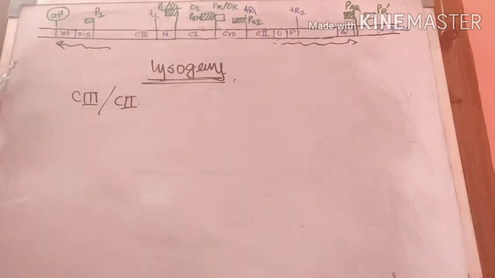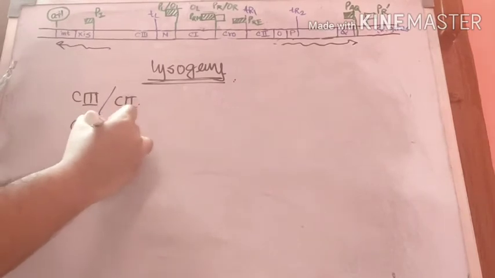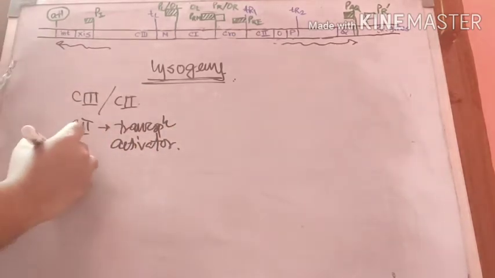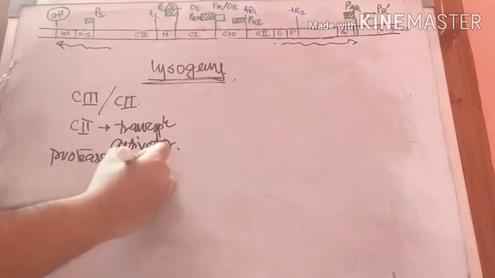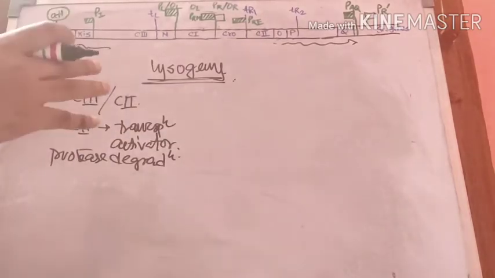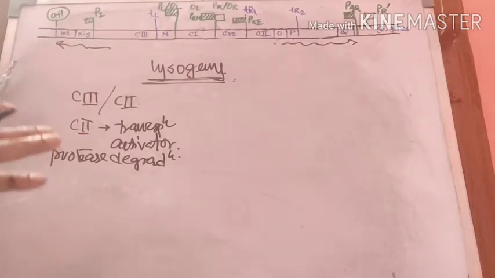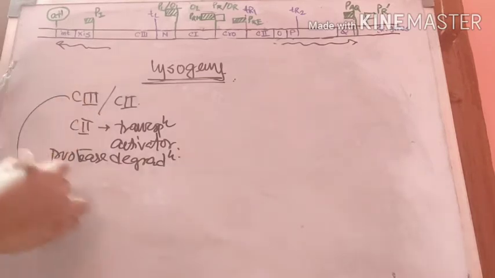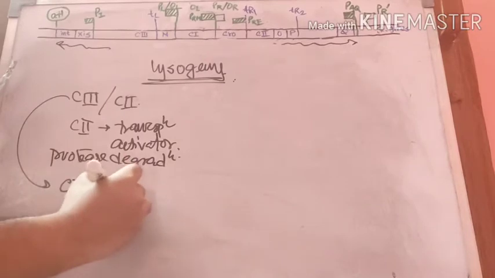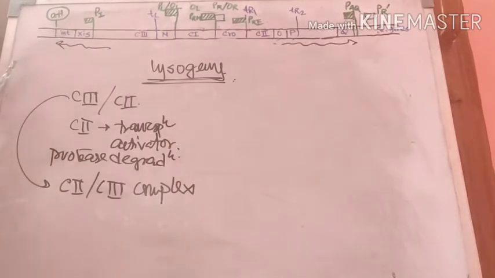Okay, now remember that C2 is the main protein here. C2 is the main transcription activator, but it is prone to protease degradation. Say the virus is going towards the lysogenic cycle, then the cell must be in a very healthy, nutrient-rich state. That's it. That's why the virus has decided to move towards the lysogenic cycle. So it's pretty clear that C2 is very much prone to be degraded by the protease available inside the host cell. And that is why C3 comes as the protector. The C2-C3 complex acts together as the transcription activator, while C2 is the main one.